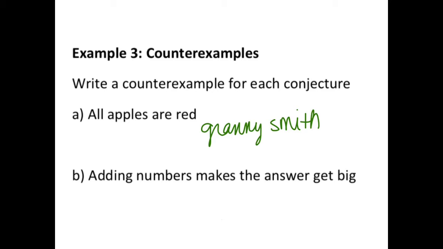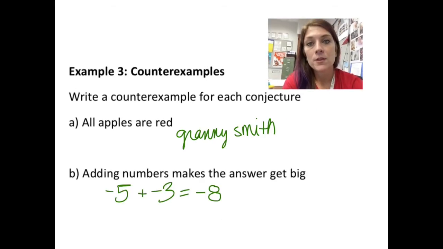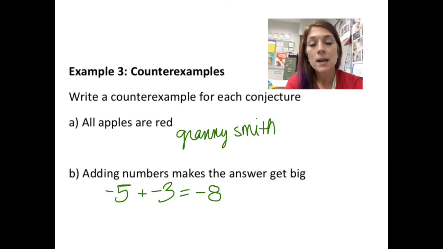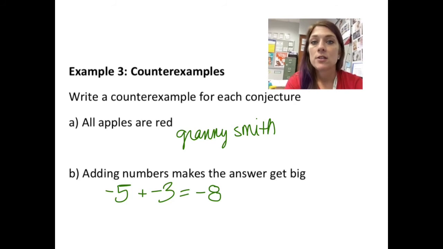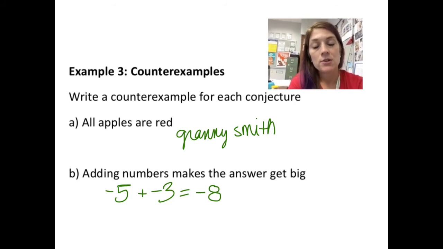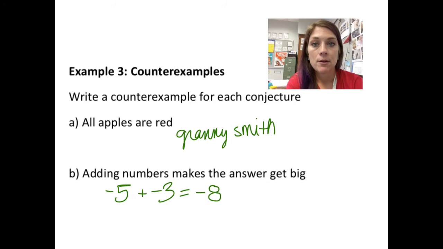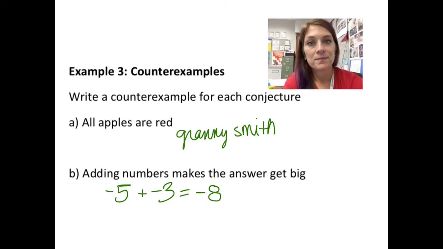Moving on to the next example, write a counterexample for the conjecture that adding numbers makes the answer get big. This one may have been a little bit trickier, but if you're adding two negative numbers, any two negative numbers, they just get a larger negative number, which actually means it has a smaller value. So any example of adding two negative numbers together would be a counterexample to that conjecture.